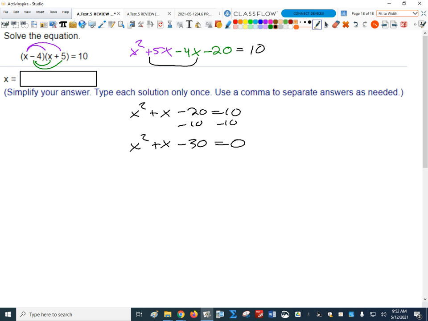And now it doesn't look so bad, does it? But the trick, the reason this one's a bonus is because you have to see that you have to do some work to put that into standard form to get it all equal to 0. And from there, it's pretty simple.